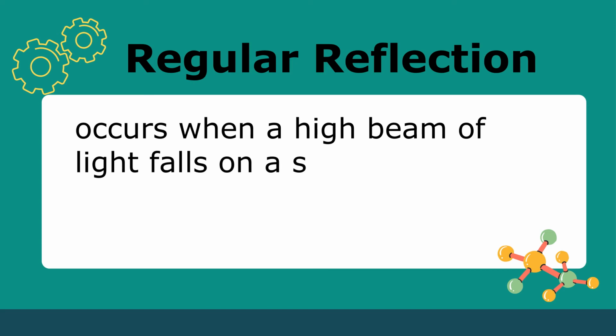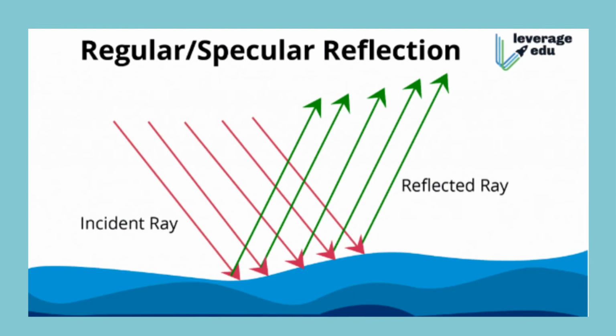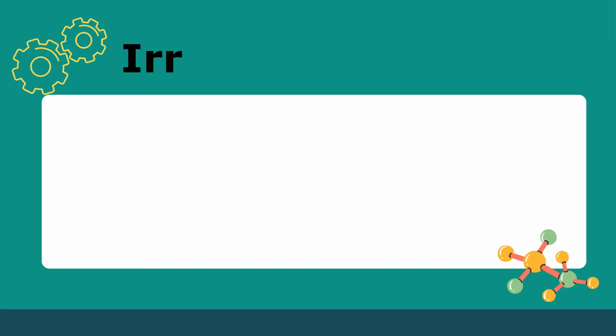Regular reflection occurs when a beam of light falls on a smooth and polished surface such as a plane mirror. As you can see from the plane mirror, the parallel beam remains parallel even after reflection. If we look closely, all the beams have the same angle of incidence, and as the law of reflection states, all the rays will have the same angle of reflection.